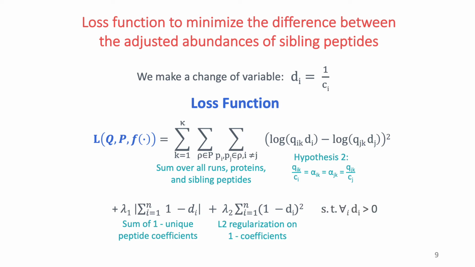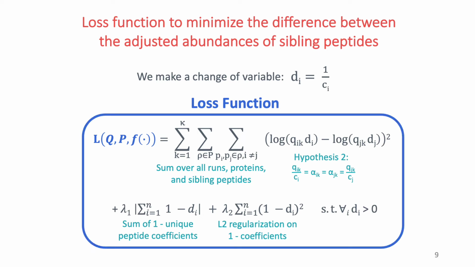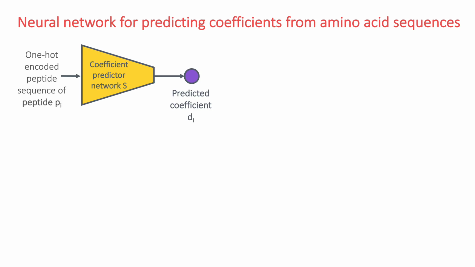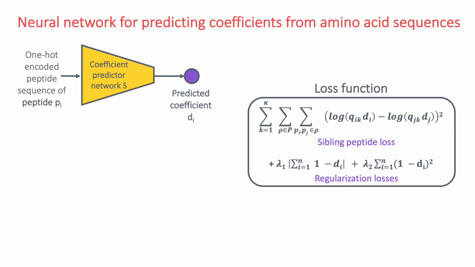And of course, we have the constraint that all D values should be greater than 0. Now let's move on to defining our neural network to minimize this loss. Our goal is to define a coefficient predictor network that takes a one-hot encoded peptide sequence and outputs a coefficient Di. But a key point is that our loss function is actually a series of independent loss functions for each protein. So this means that the coefficients we learn for one protein are not necessarily calibrated relative to the coefficients learned for a second protein.